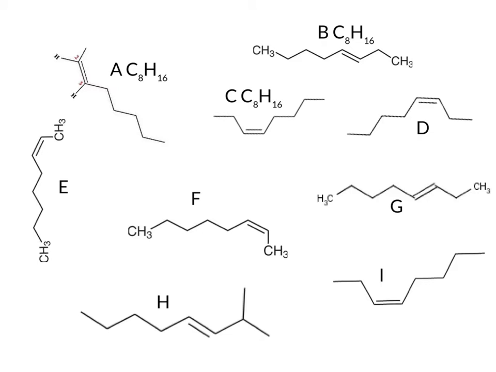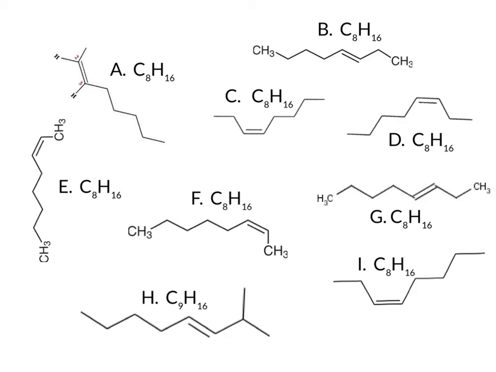So as you go through these, hopefully you noticed that all but one of them had 8 carbons. So only H has a different formula. So A through I, except for H, has C8H16. Letter H has 9 carbons because one of them is a branch, and its formula will be C9H18. That means that H is not an isomer of the other ones.